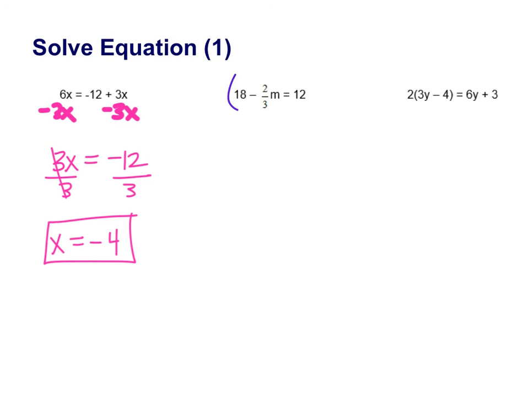Fraction trick: you throw parentheses around the whole thing, and whatever your denominator is, you're going to multiply every single term by that denominator. So 3 times 18 is 54. Now, one thing I want to point out on this next one, see how it's minus 2/3 m? If you have a subtraction in front of a fraction, think of that negative going with the top number. So it's a negative 2/3.